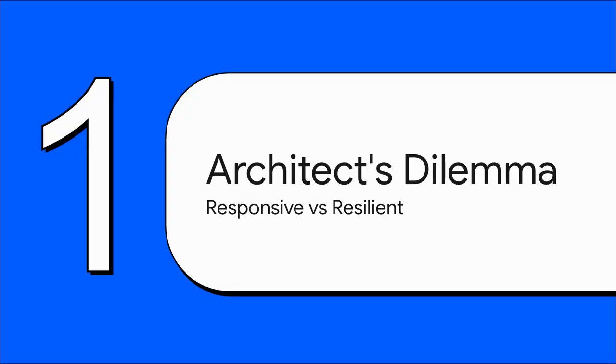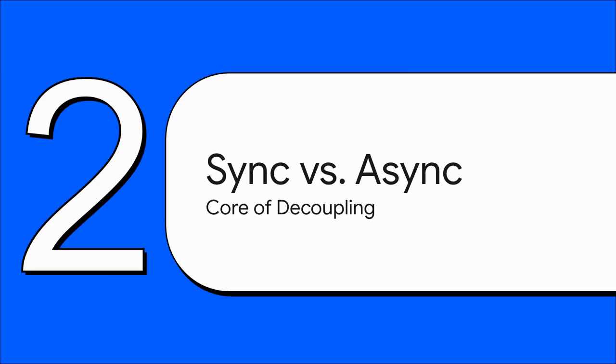On one hand, you've got your users demanding responsiveness. They click a button, they expect something to happen instantly. But on the other hand, you need resilience. Your system has to be able to absorb huge spikes in traffic, recover from failures, and evolve over time without completely falling apart. And a lot of the time, these two goals are pulling in completely opposite directions. So how do we solve this? How do we get both?